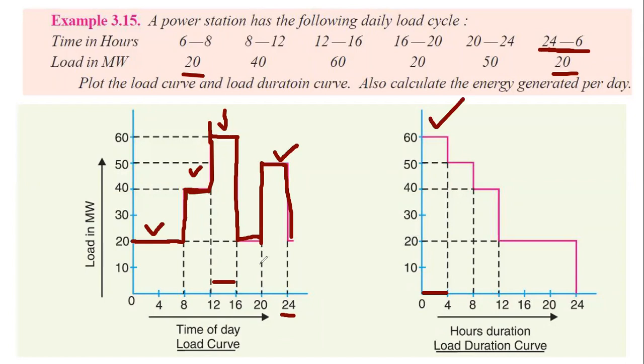Then 50, how many hours? 20 to 24, that is 4 hours. So 4 to 8, the next 4 hours, is 50. Then 40, how many hours? It is also 4 hours. So 4 hours is 40. And for the rest of the 12 hours, the capacity will be 20 megawatt. So that's how the load curve is transformed to the load duration curve.